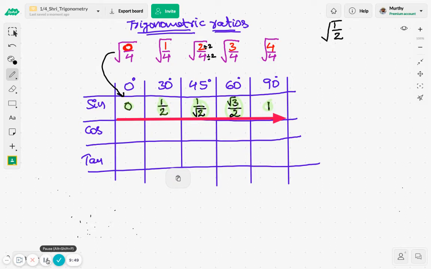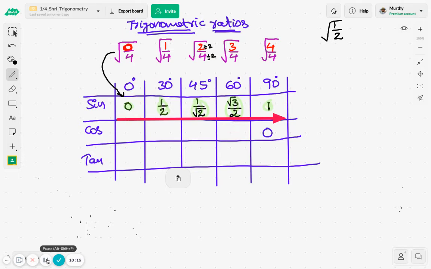So, instead of 90, I have to put here cos 0. I repeat, whatever the values are there, you have to write backwards so that the cos table will be filled. I mean to say that my first value is 0, so let me put it here. Then my next value 1 over 2.